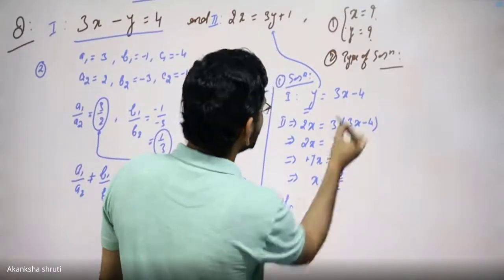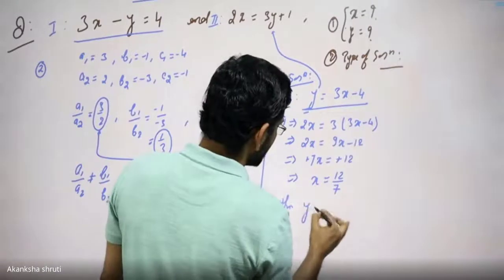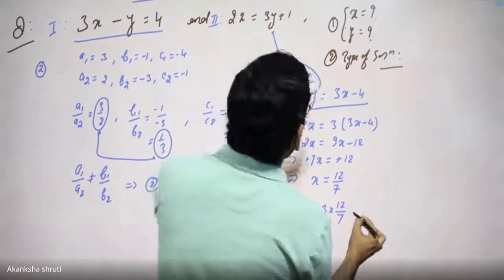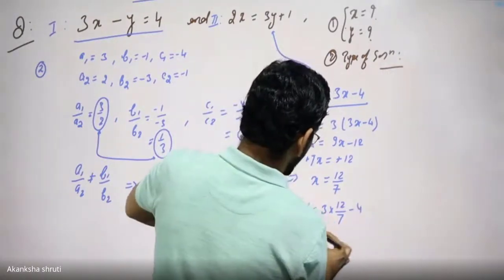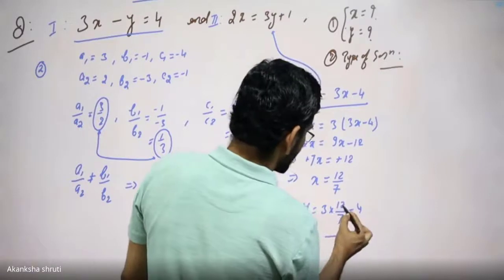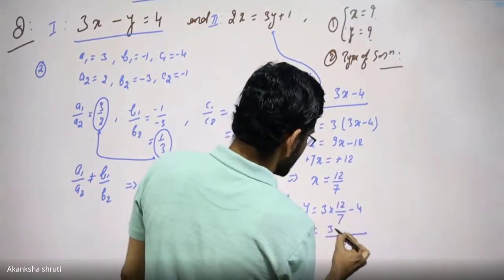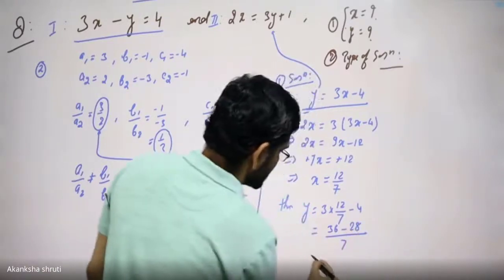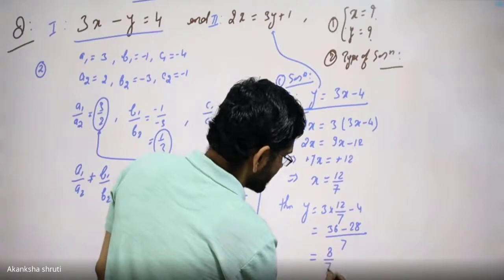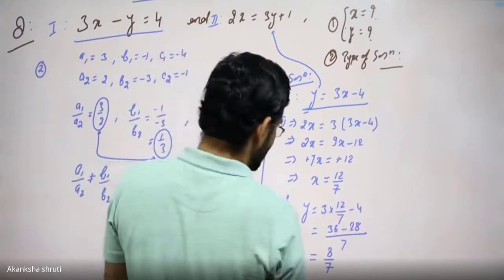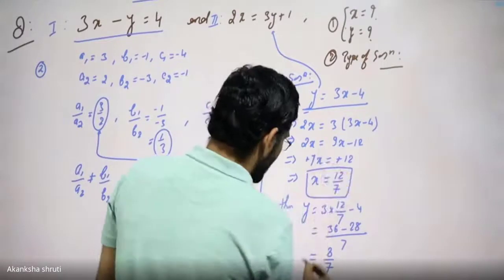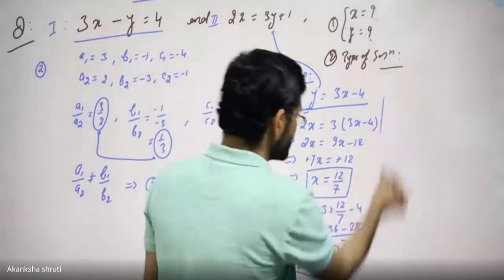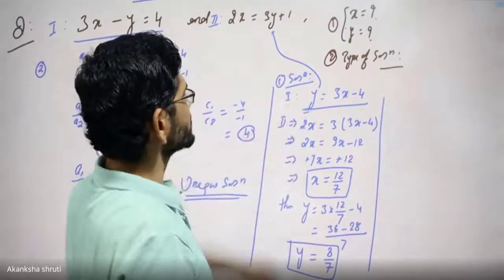Then the y we calculated here can be obtained by 3 into 12 by 7, and then minus 4. We have to just simplify this. Take the LCM as 7, then 36 minus 28, so it becomes 8 by 7. This way the values of x and y are determined. X is this and y is this. This is one way. Student, this method is called the substitution method.